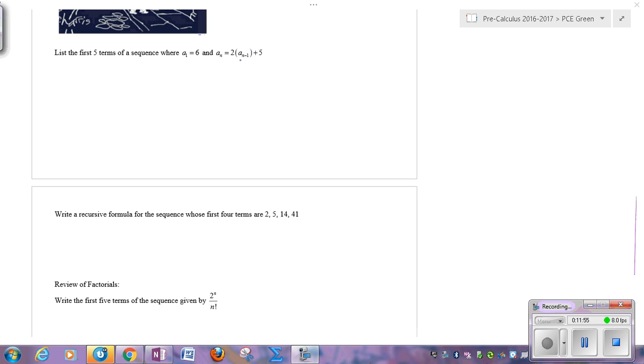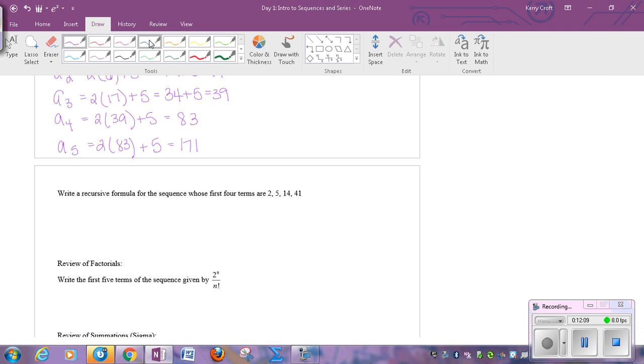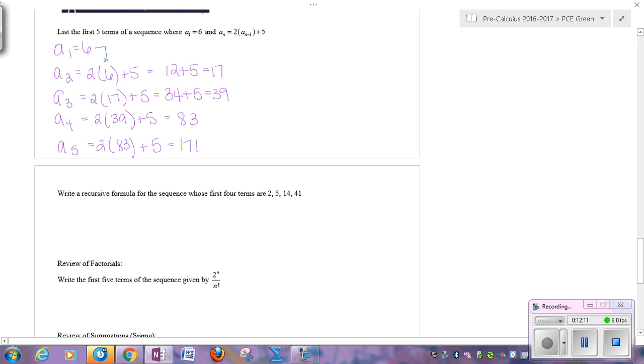So what I want you to do is use the recursive formula right now. Start with the first term. Find the second, third, fourth, and fifth terms of this recursive sequence. If you'll notice, I'm just taking the term that I found before. So 6 went in here, and then 17 I use here, and then 39 I use there, and then 83 got used in there, and then my last term being 171 for the first 5 terms of that sequence. So you're just using the term before it in order to find the next one.